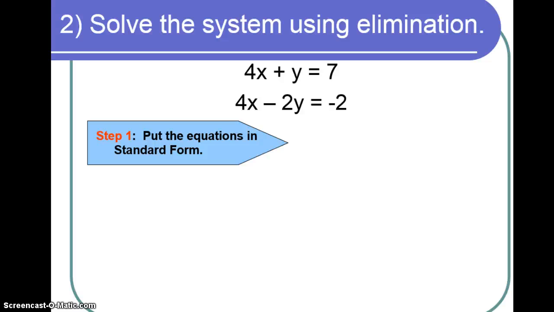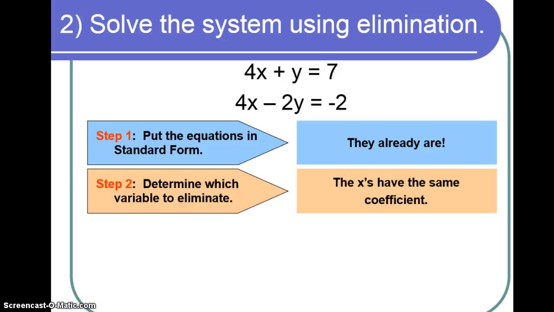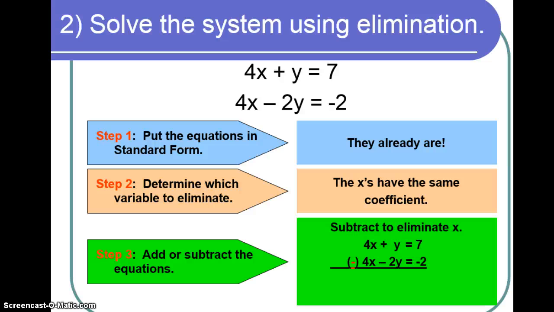So here's another example for you. We want to put them in standard form. Lucky for us, they already are. The next thing, we want to determine which variable to eliminate. Well, the x's have the same coefficient, so that's a good place to start. And we want to determine if we want to add or subtract the equations. Subtracting is what will eliminate the x's. If we would have added, it wouldn't have eliminated anything.